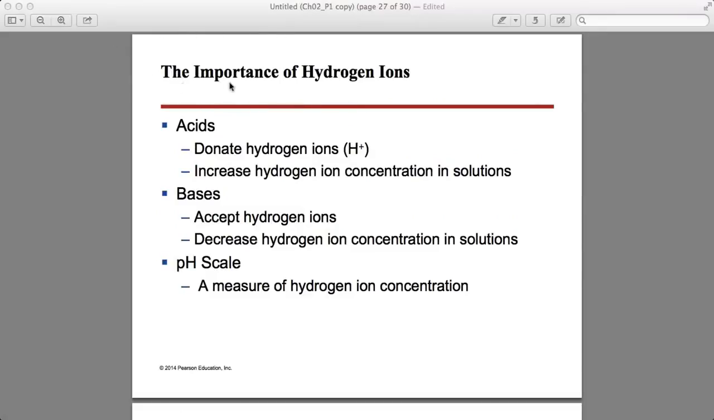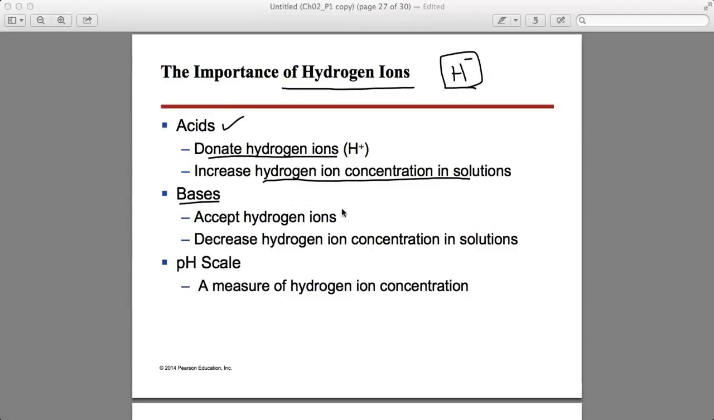Another important characteristic of aqueous or watery solutions is the importance of hydrogen ions. So there's always going to be some hydrogen ions that are loose in a particular aqueous or watery solution. Compounds that give off a lot of hydrogen into solution are called acids. So these donate hydrogen ions to the aqueous environment. This increases the hydrogen ion concentration, which is going to bring down the pH. It's going to make something very acidic.